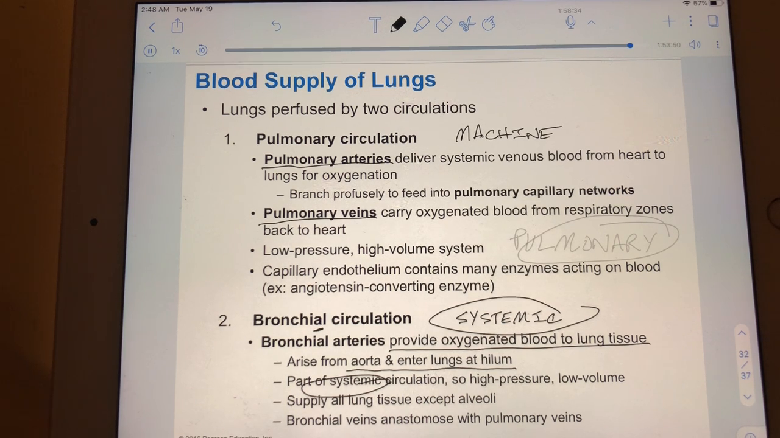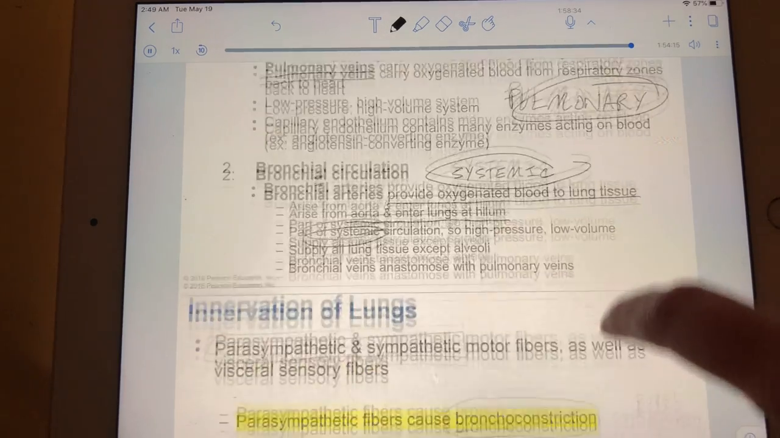How many pulmonary arteries? Two, left and right. How many pulmonary veins? Four. Superior and inferior left, superior and inferior right. Okay, that's the pulmonary circuit. As if the word pulmonary was on this slide enough. Okay, so be careful about that. Next slide, 34, I think, yeah.